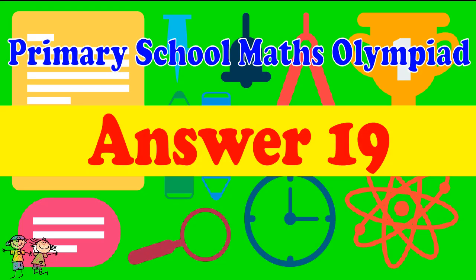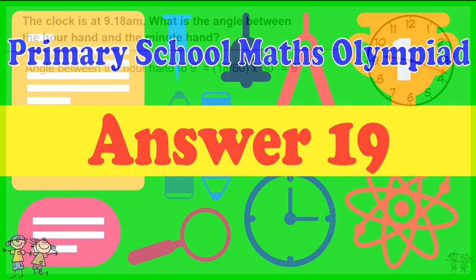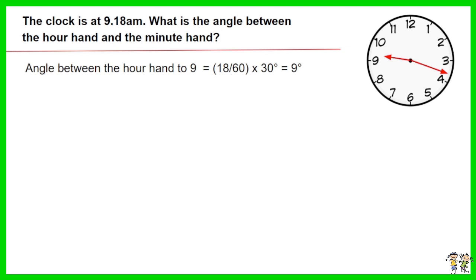Answer for question 19. Let's first find the angle between the hour hand and 9. Since the degree between 9 and 10 on the clock is 360 degrees divided by 12 equals 30 degrees, we have 18 minutes divided by 60 minutes times 30 degrees. The result is 9 degrees.